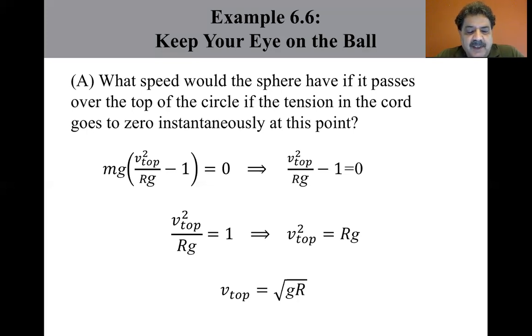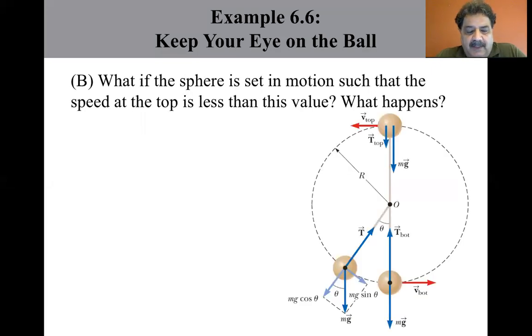And so that's the expression for the velocity at the top. It's the square root of the gravitational acceleration times the radius. Okay, but what if the sphere is set in motion such that the speed at the top is less than this value? If it's less than the square root of g times r.